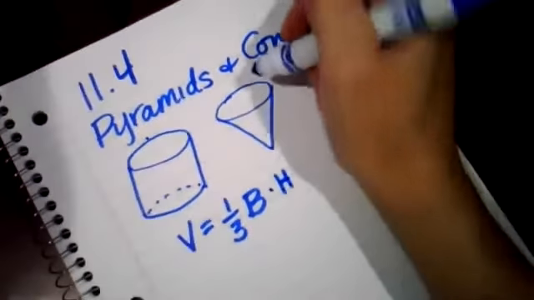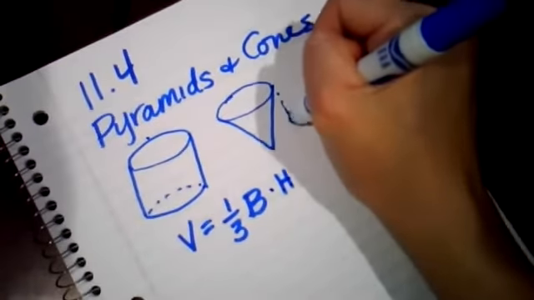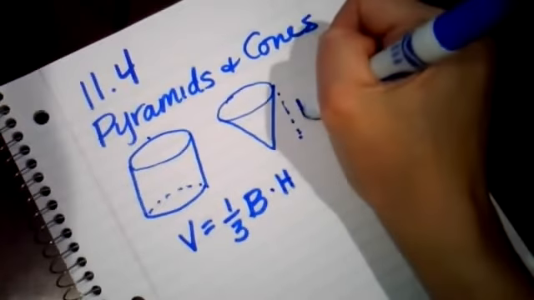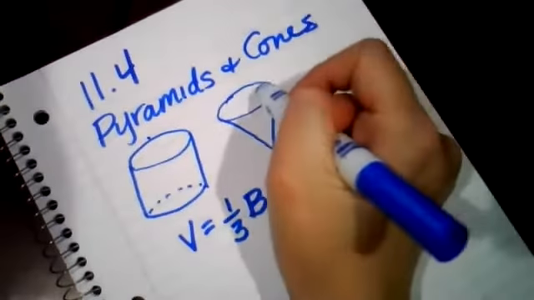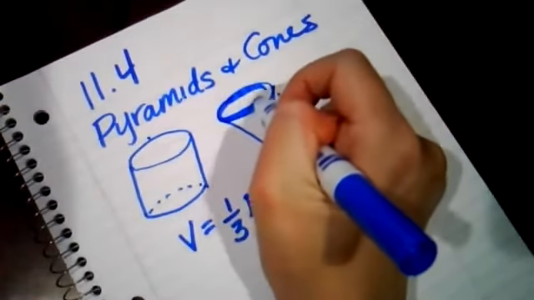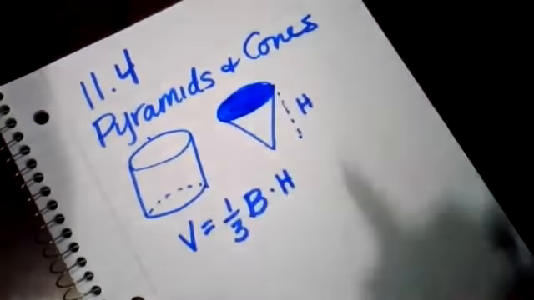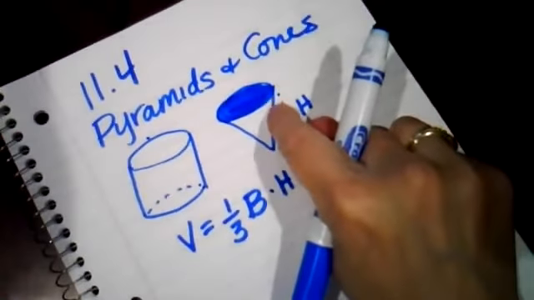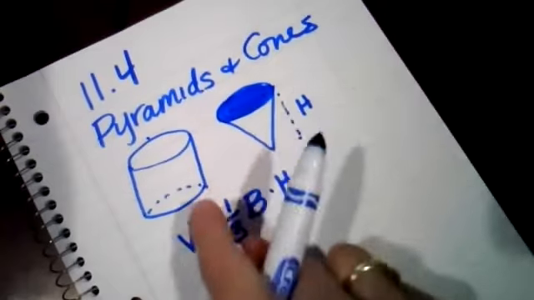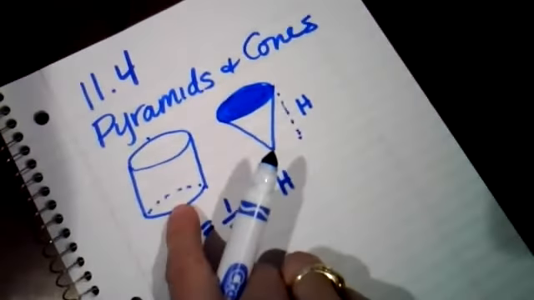Okay, so basically they're saying how tall this is. Okay, so that being the height. Okay, and they're using this as the base. So you figure out whatever the area of that base is. In this particular thing, mine was a cone.